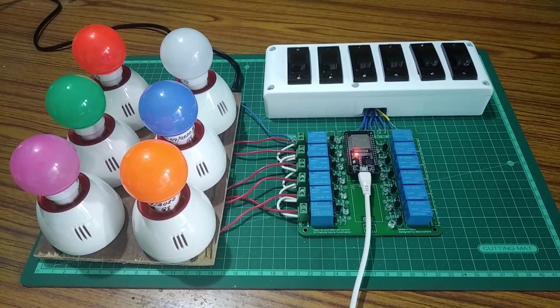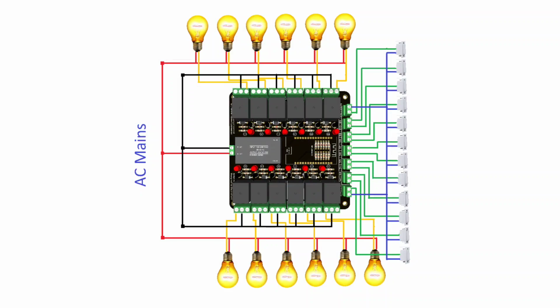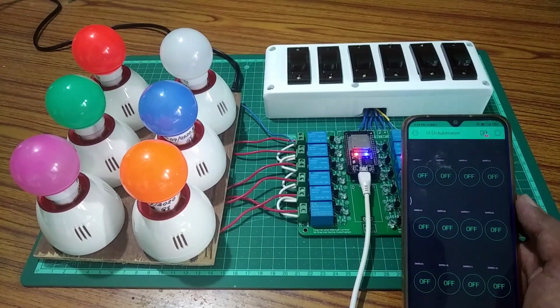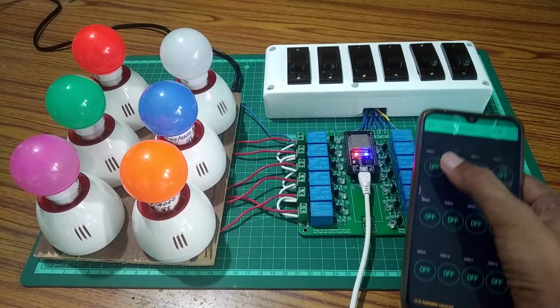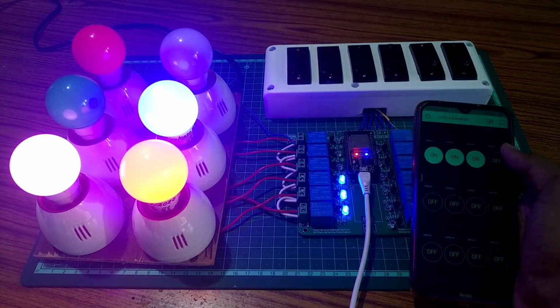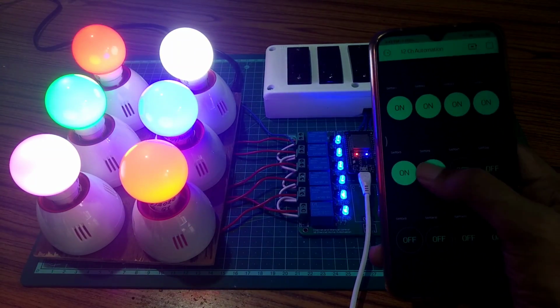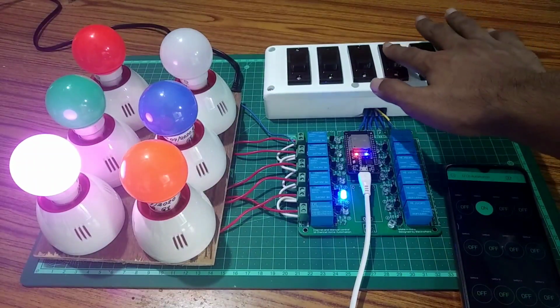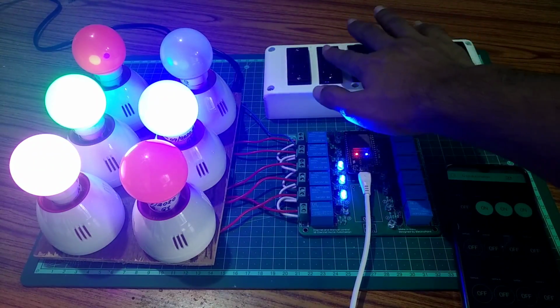For this demo, I am using 6 light bulbs and 6 switches. But it will work the same for 12 appliances as well. Here, as you can see, the onboard LED is turned on, indicating that our module is successfully connected to the internet. Now we can remotely control our appliances from the Blynk application. We can also use the physical switches to turn the bulbs on and off.